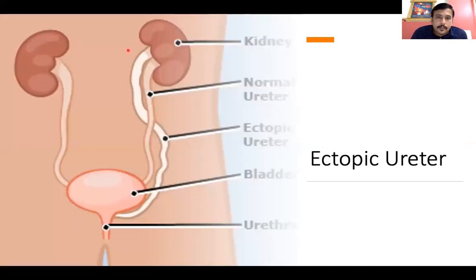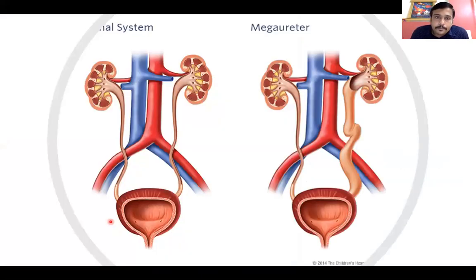This is another picture where the ectopic ureter is being seen. From the kidney there are 2 ureters being formed. One is having a normal course, the other one is moving directly to the bladder, near the neck of the bladder. Sometimes it will reach the urethra also. That is called an ectopic ureter.